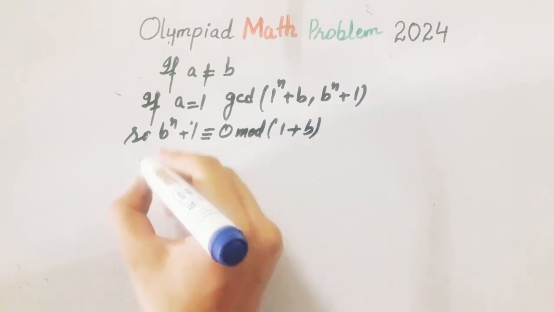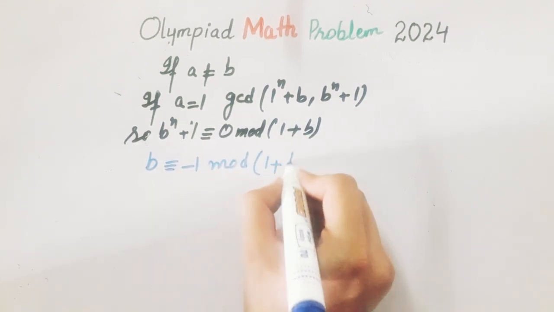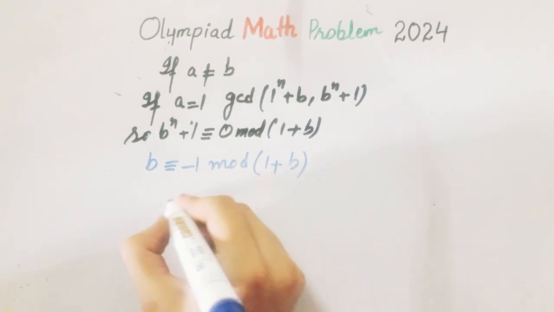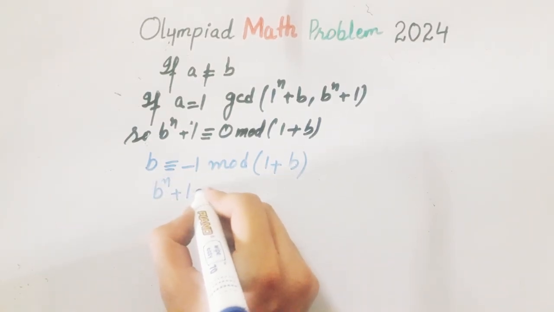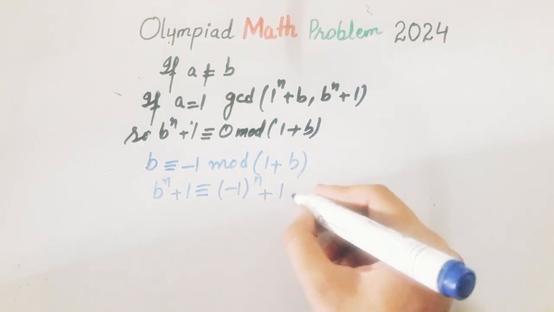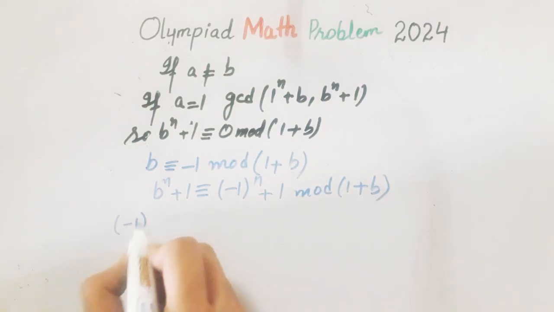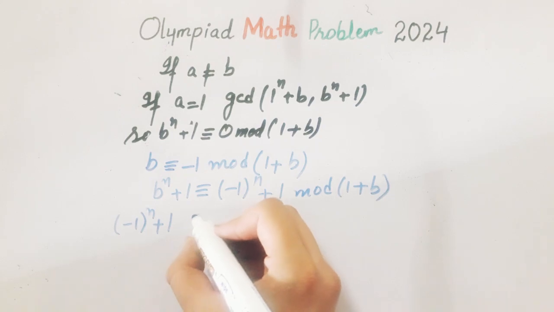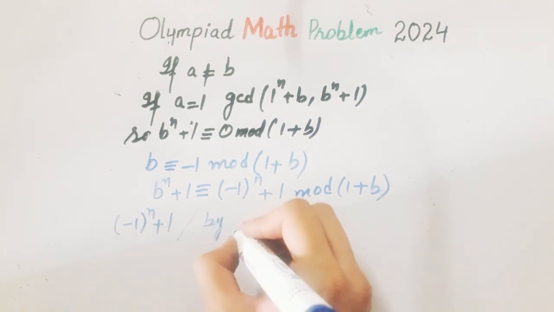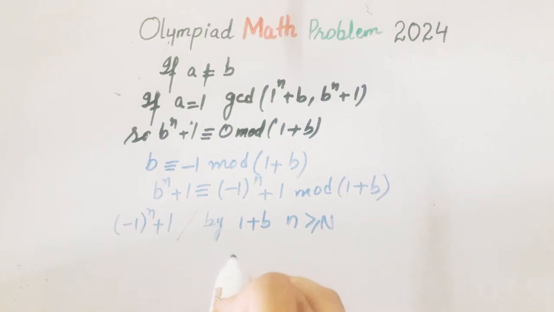So from this case we have b is congruent to minus 1 mod of 1 plus b. Then we can say that b raised to power n plus 1 is congruent to minus 1 raised to power n plus 1, and mod will be 1 plus b. For n greater than or equal to 1, we need to consider both n odd and even. This implies that 1 plus b must divide 2.